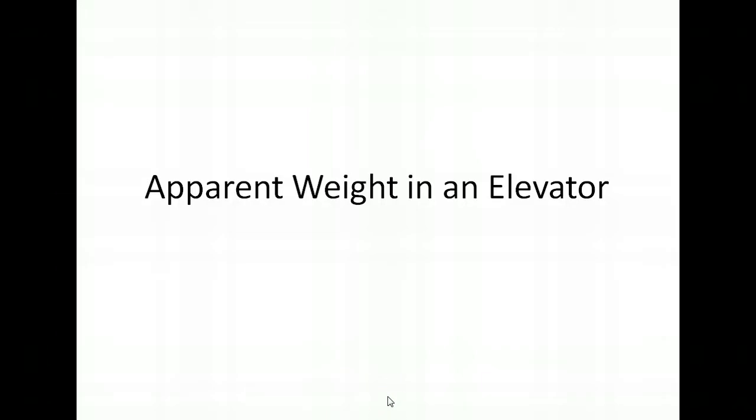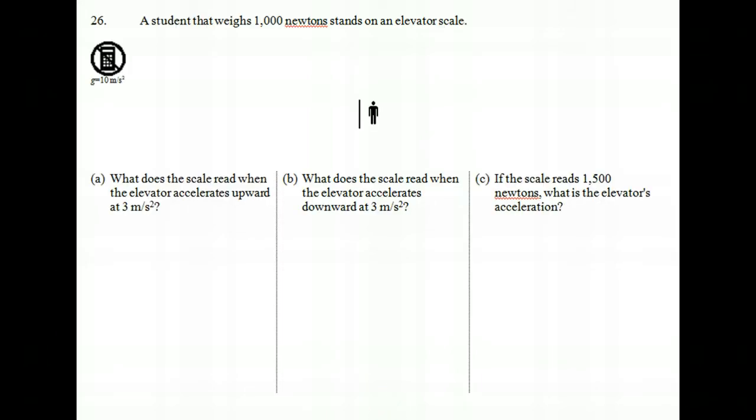Okay, let's try the apparent weight in an elevator problem, which is 26. You want to draw your free body diagram on that thing. So let's take a look at doing that. We've got the person standing on a scale here inside an elevator. So the forces on that person would be the force of gravity pulling that person down, and the normal force pushing that person up.